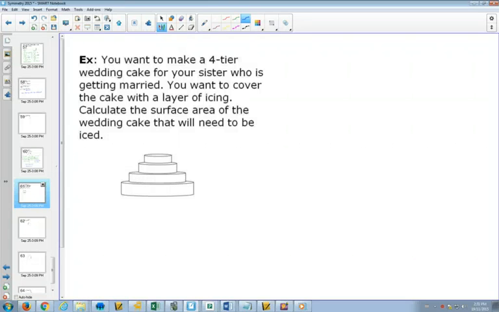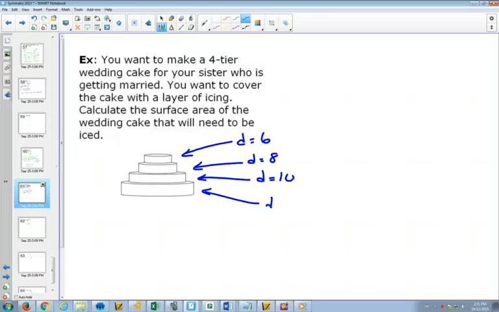The question doesn't have any numbers on it, so we're going to make some numbers. We're going to start with this smallest one and say it has a diameter of 6, and we're going to say the diameter goes up by 2 each time. So the first thing, we're going to label all of these diameters. And we'll say they're all in centimeters.